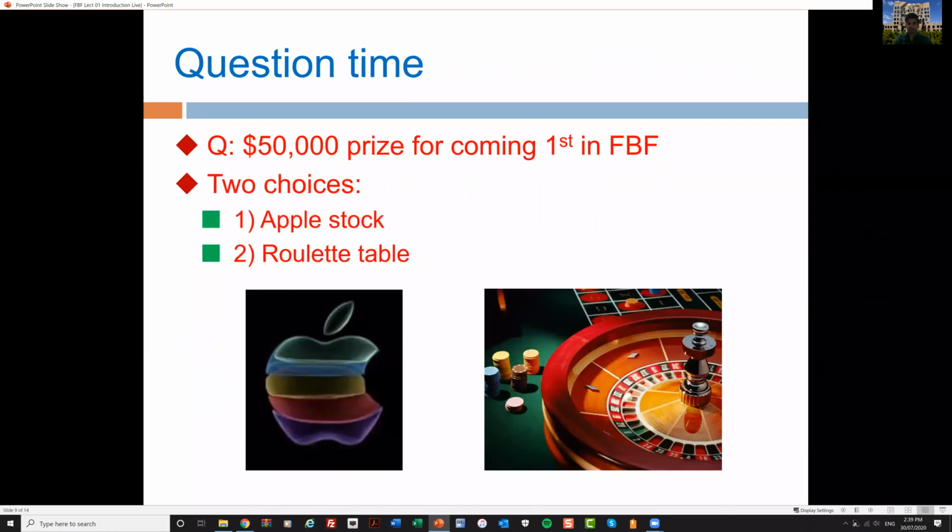Okay, so I've got a question for you. Say there was a prize for coming first in this subject. It's a $50,000 prize. However, you can only do 2 things with that $50,000. You can either invest it in Apple stock, which we talked about earlier, or you can bet it on red on the roulette table. Okay, so have a few moments to think about that and pop your preference into the chat.